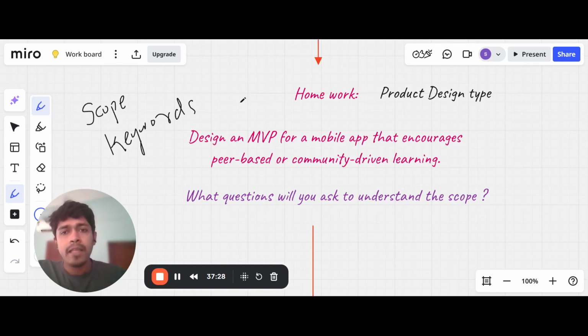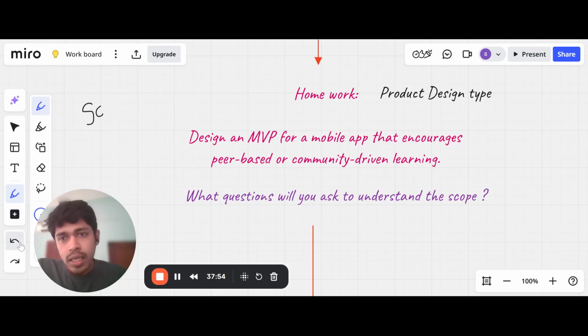So you can actually comment in this video as well, the questions you will ask regarding keywords and scope. That's it. You don't have to solve this problem. You just ask about one component out of the 7 components, and that component is scope. You ask about the scope, you define the keywords of this particular problem statement, and that's it for today.